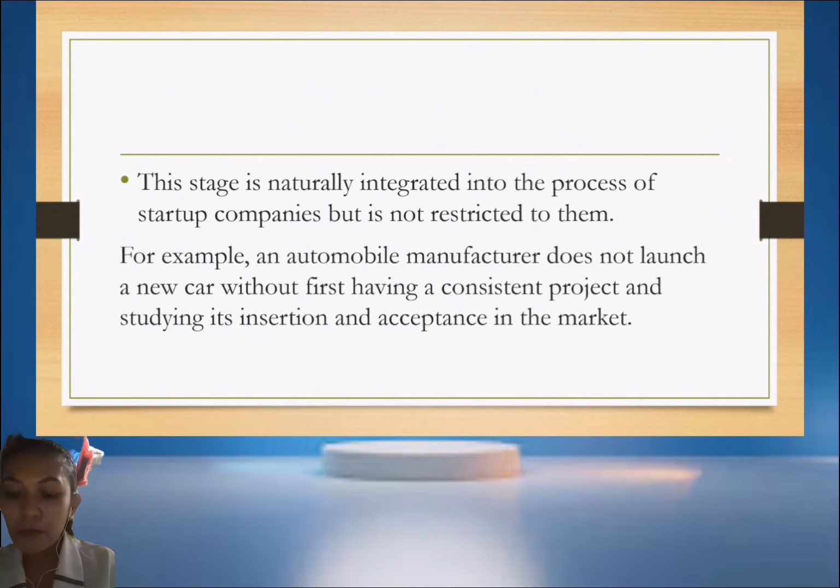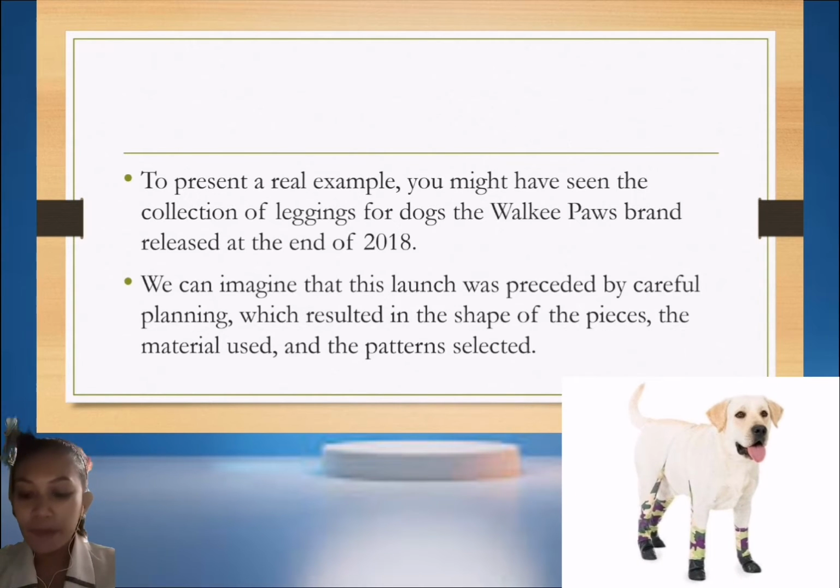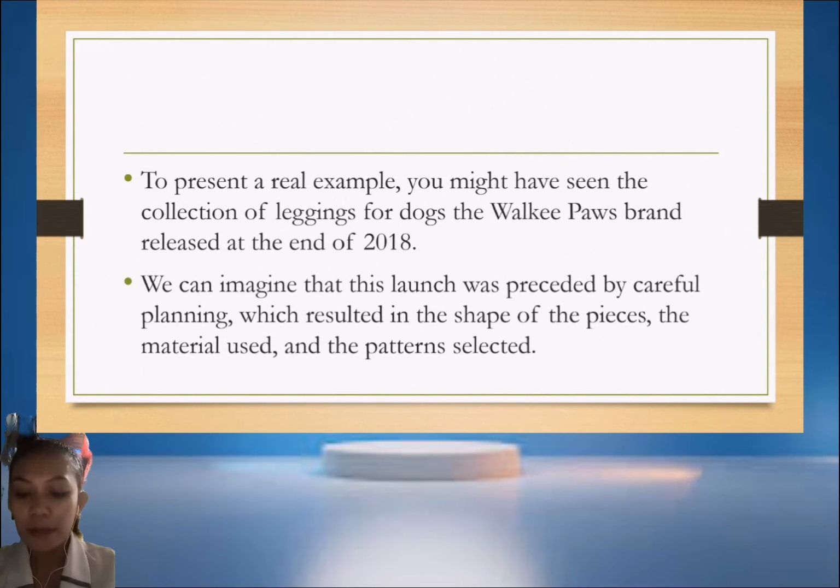For example, an automobile manufacturer does not launch a new car without first having a consistent project and studying its insertion and acceptance in the market. To present a real example, you might have seen the collection of leggings for dogs that the Walkie Paws brand released at the end of 2018, as you see in the picture. We can imagine that this launch was preceded by careful planning, which resulted in the shape of the pieces, the material used, and the pattern selected.